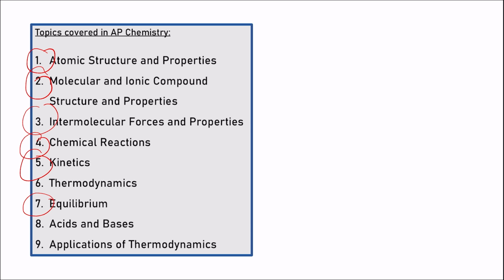Now, as the course progresses, we're also going to explore thermodynamics, applying concepts like enthalpy, entropy, and Gibbs free energy to predict reaction spontaneity. The course then moves into acids and bases, covering pH, titrations, and buffer systems. This is all essential for maintaining chemical stability in various environments.